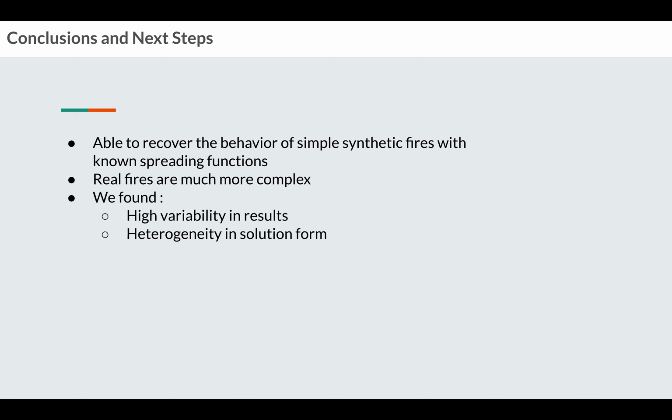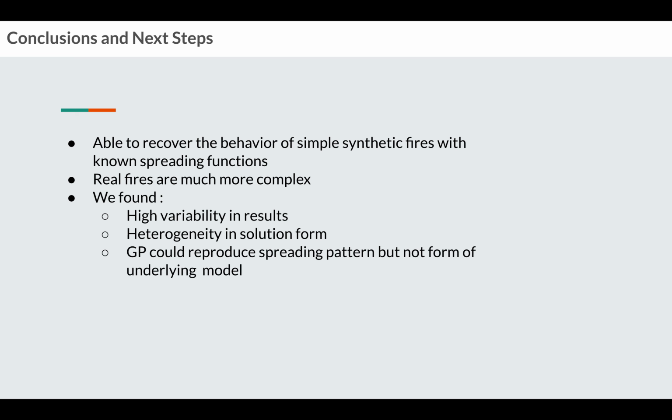So the same spreading pattern can result from lots of different functions, right? And that makes it hard for the genetic program to actually find any causal relationships between the input features and the state prediction. Again, the GP could produce the spreading pattern, but not the form of the underlying model.